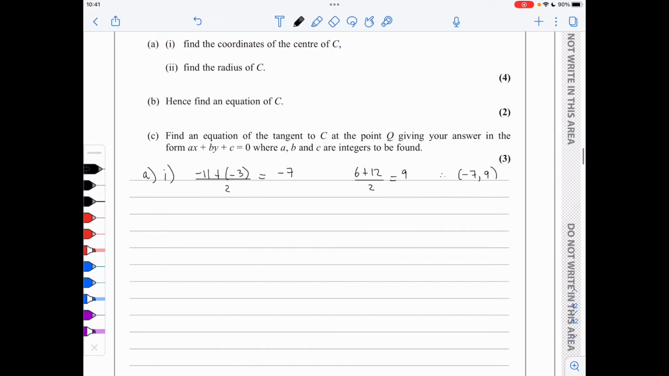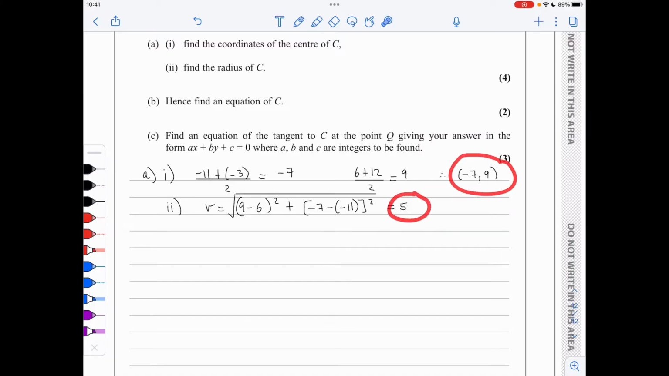And for the radius, I will simply find the distance between the center and one of the 2 points. So I could say that the radius will be the square root of 9 minus 6 squared plus negative 7 minus negative 11 squared. So I took the center and one of the 2 points. This is giving me an answer of 5. So we're looking at a circle centered at negative 7, 9 with a radius of 5.